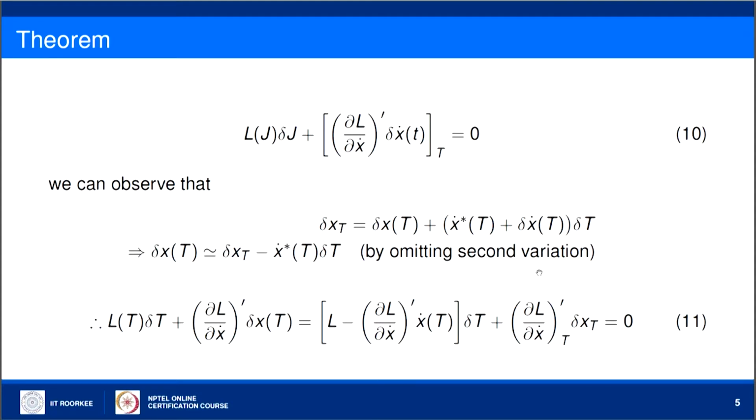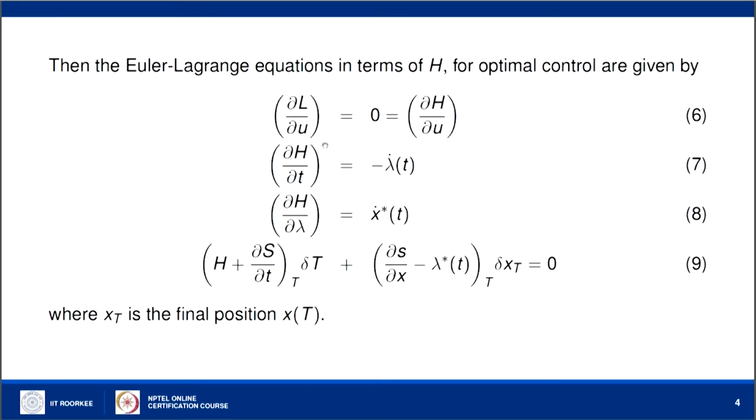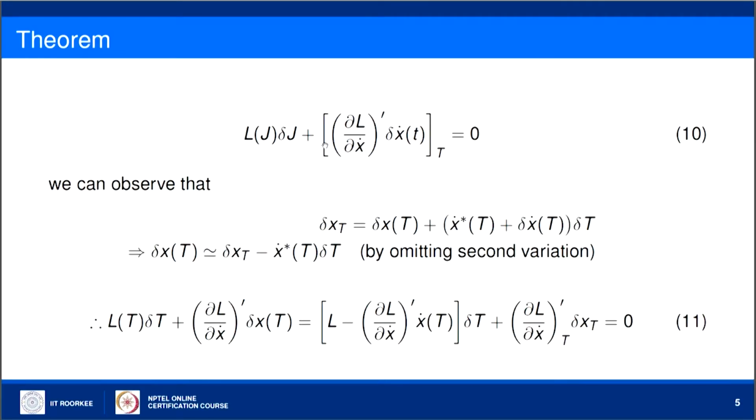First, the given condition is this one: L evaluated at capital T, this is a correction, it should be capital T into del of capital T, plus del L by del x dot transpose into del x dot, evaluated at capital T. That is our condition 5. This condition 5 we want to show to be equal to condition 9. So, let us take the boundary condition in terms of L as given here.